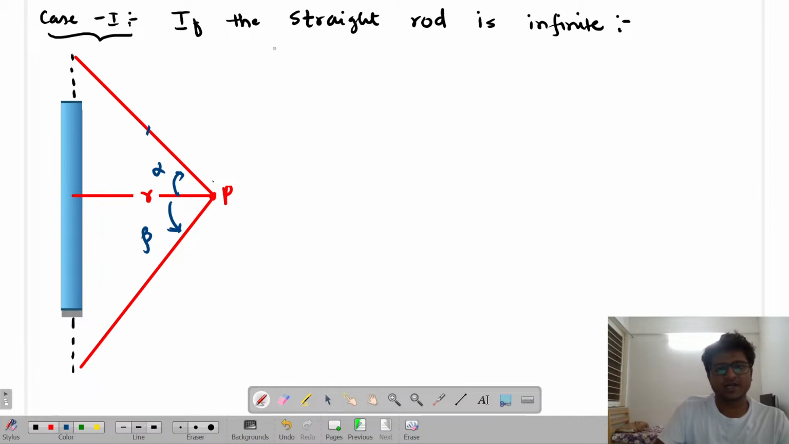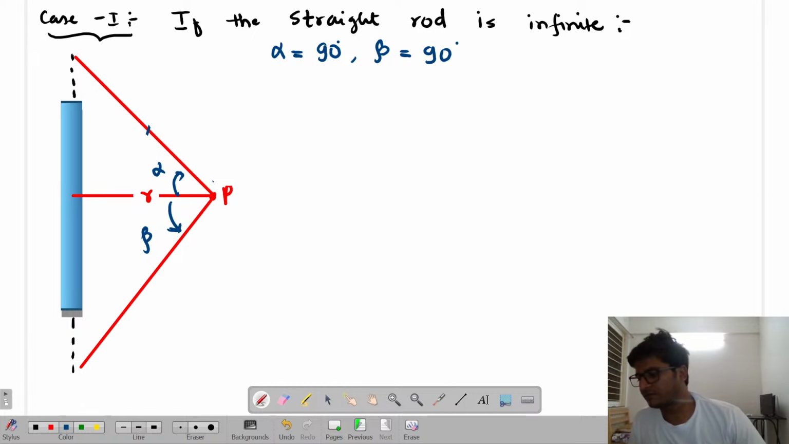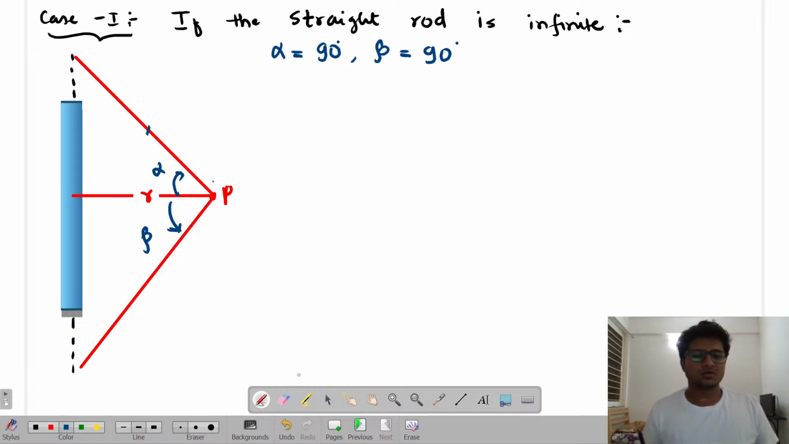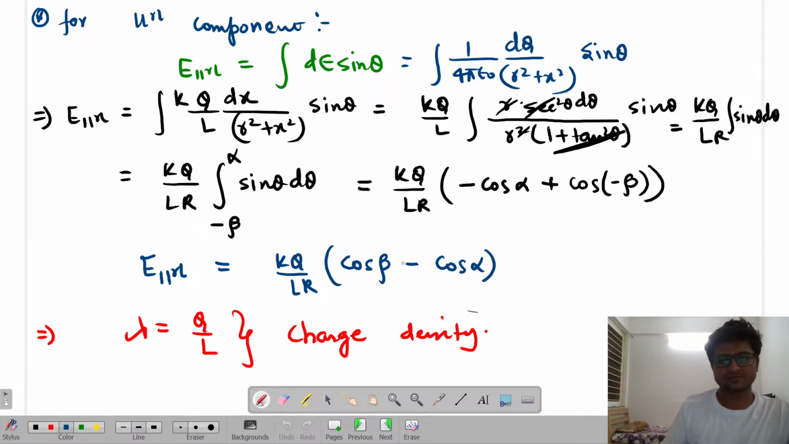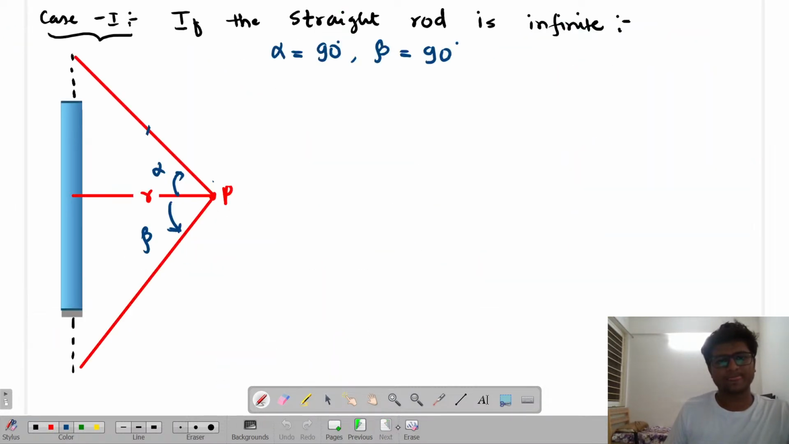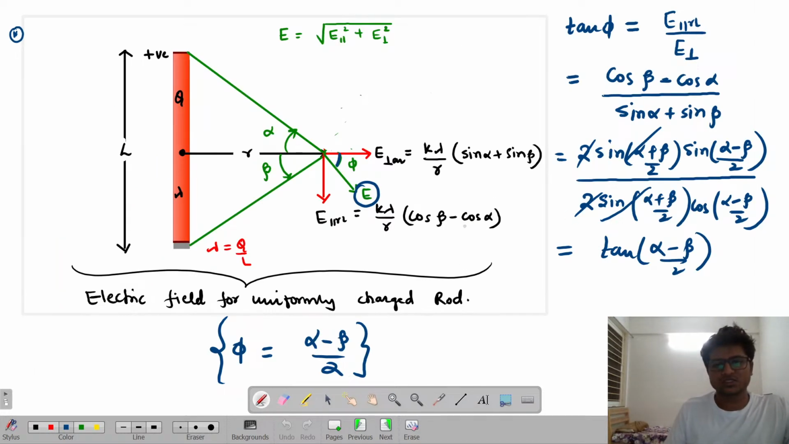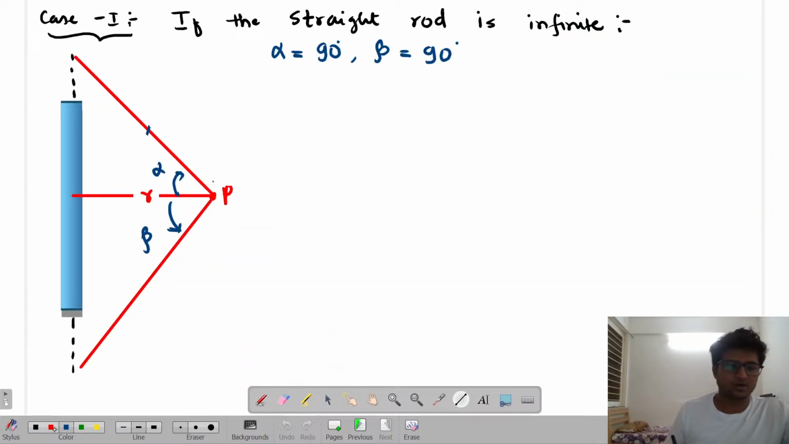So for infinite rod alpha is equal to 90 and beta is equal to how much? 90. Alpha is equal to beta, it is also 90, we have already taken the sign convention, then only we are getting these terms. Now look over here. Parallel component is cos term. So cos 90 and cos 90 is how much?